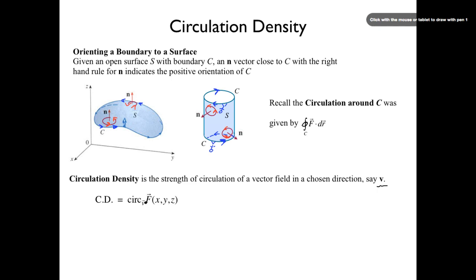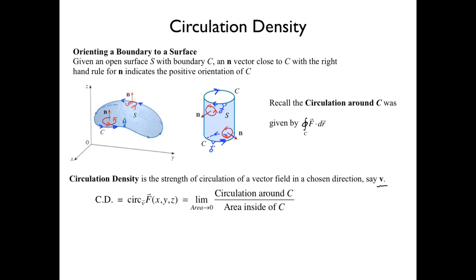Okay, so here's the notation for that. Circulation, so sub V, meaning here's the direction orthogonal to the plane of rotation of the vector field. So that's the notation we use for circulation density of the vector field F in the direction of V, which again means rotation in a plane orthogonal to V. Okay, so like the flux density, it's going to be this limit. It's the limit as the area inside your circulation path goes to 0 of the circulation divided by the area.